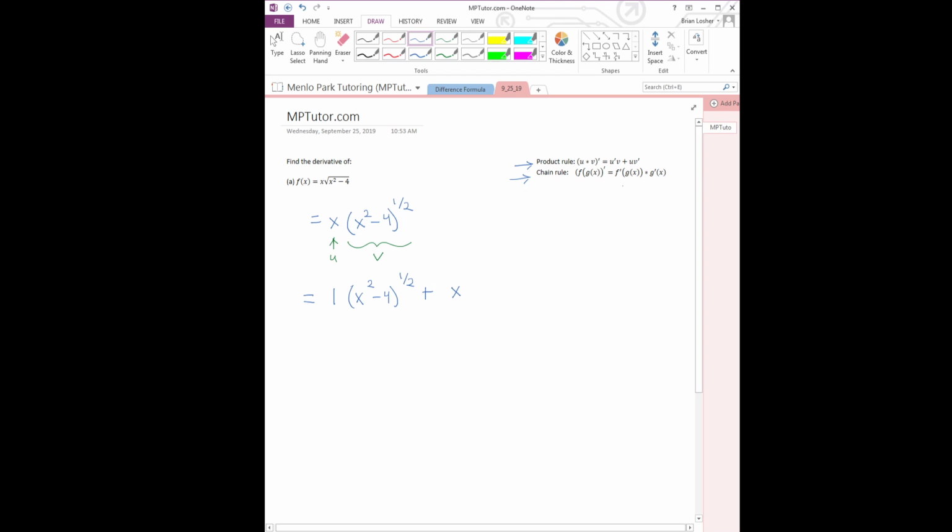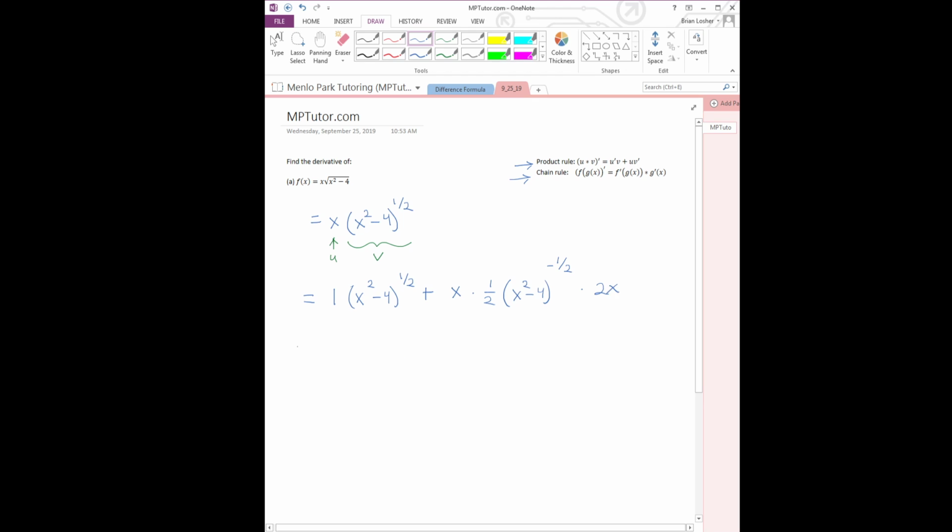And in layman's terms, the chain rule is the derivative of the outside times the derivative of the inside. Doing exactly that, we're going to get 1/2 times (x squared minus 4) raised to the negative 1/2, because just like any other power, you bring what you have down and then subtract 1 from the original exponent. Now we need the derivative of the inside, which is x squared minus 4, the derivative is simply 2x. And there you have it.